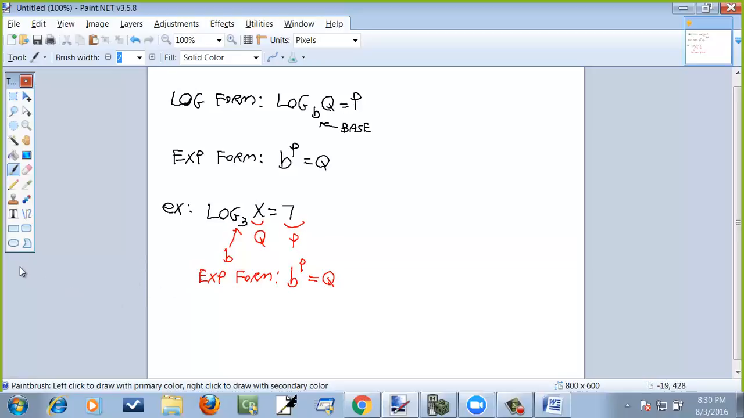Okay, so now we'll plug in our b, which we said was 3, to the p, which is 7, is equal to q, which is x. And this is exponential form. Boy, that's just not working well. There we go.